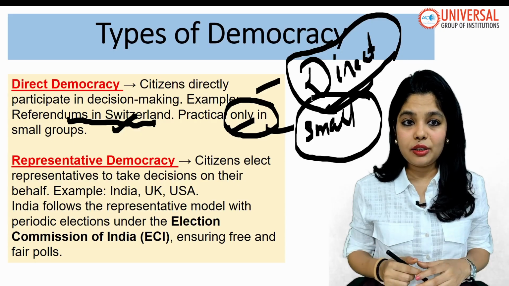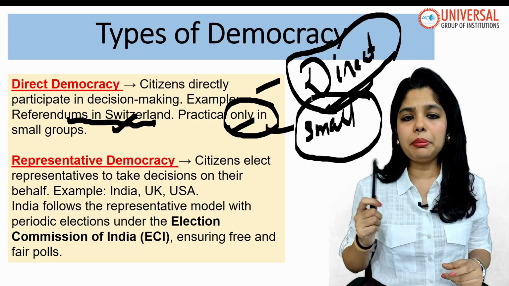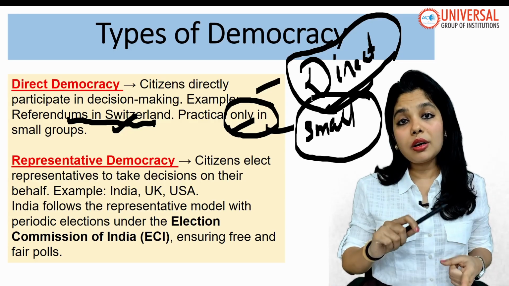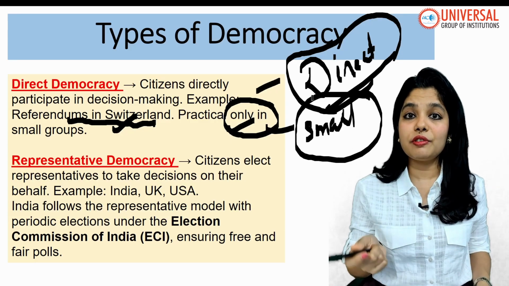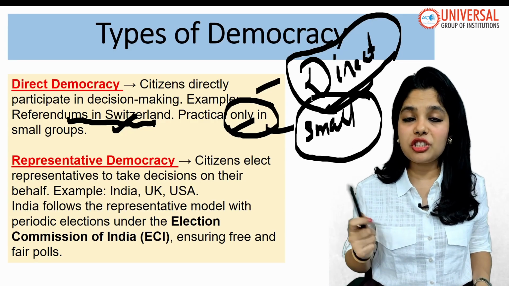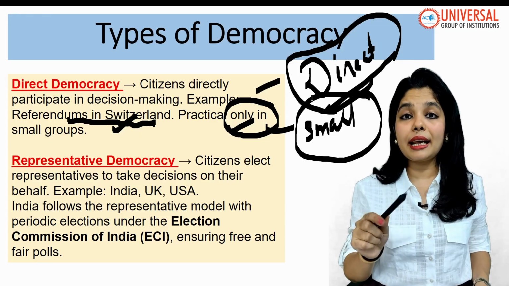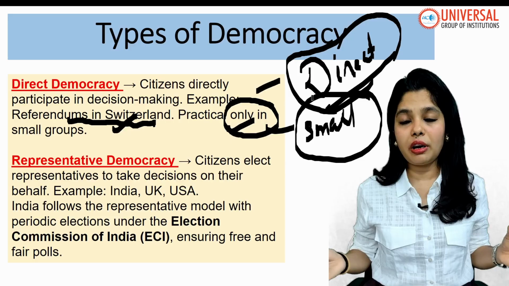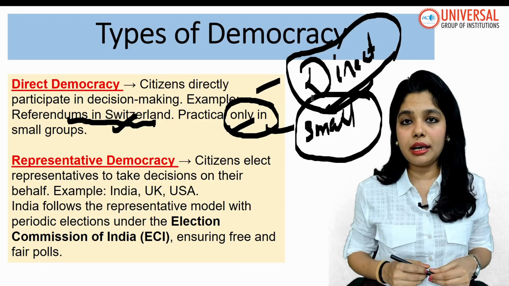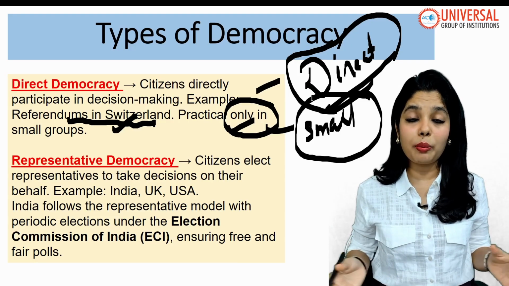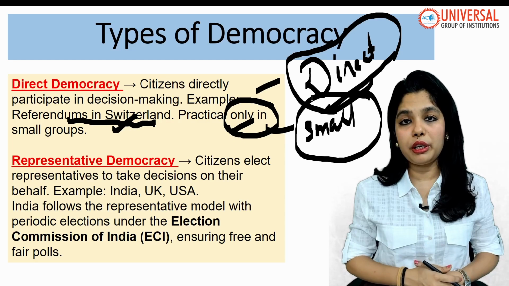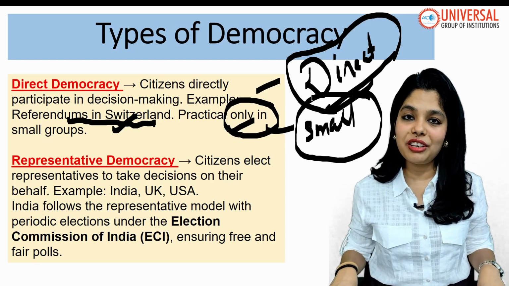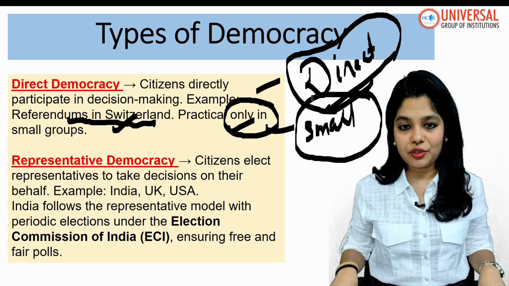So direct democracy can be done by directly asking the people whether they are for it or against the rules and regulations, the decisions which are about to come. And it can happen in small groups, not in a large country where the population is thriving and huge. That is where we are one of the most populated countries. We are the most populated, not one of the. Currently, we have surpassed China in population and we are the most populated country.